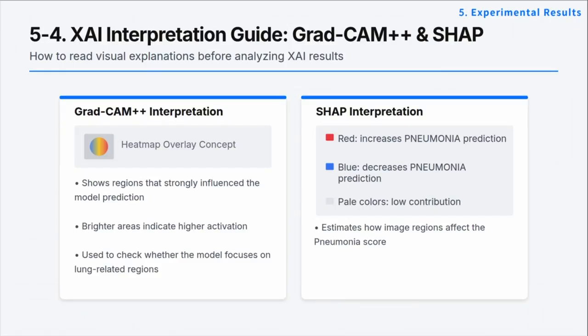This slide explains how we interpreted the Grad-CAM++ and SHAP results. Grad-CAM++ visualizes which regions the model focused on during prediction, and brighter areas indicate stronger activation. SHAP shows how each region contributed to the prediction score. In SHAP visualization, red regions increase the probability of pneumonia, while blue regions contribute to the normal prediction.